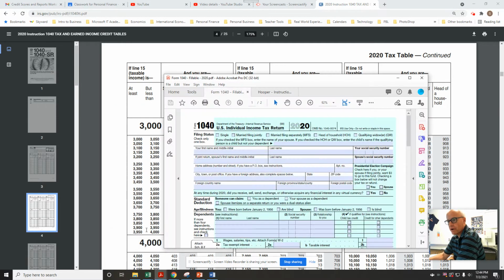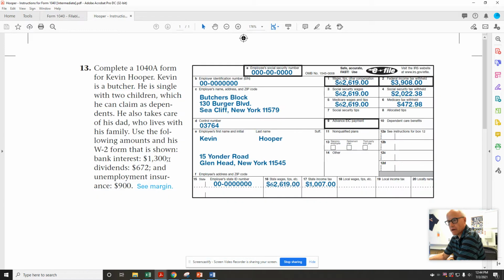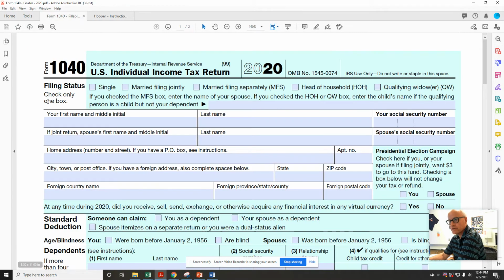Okay, let's start with our fillable Form 1040. And I'm just taking this information right off of Kevin Hooper's W-2. He is single with 2 children, which he can claim as a dependent. He also takes care of his dad who lives with his family. So in this case, Kevin's dad lives with him. Now, I'm assuming Kevin is not married. He is single, like it says there. All right. So here we go with his return.